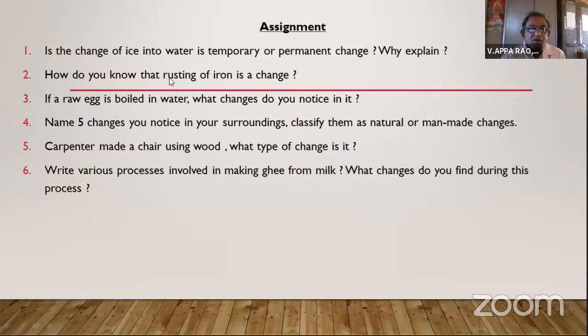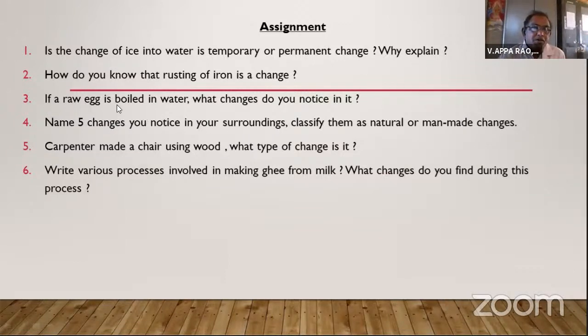How do you know that rusting of iron is a change? Rusting of iron is a change because it is a chemical change. The molecules are changed from iron to rusted iron.